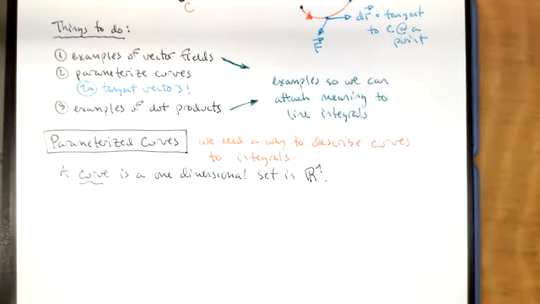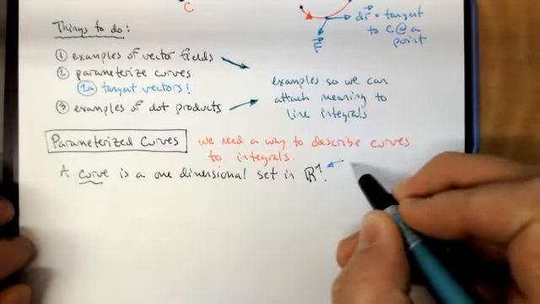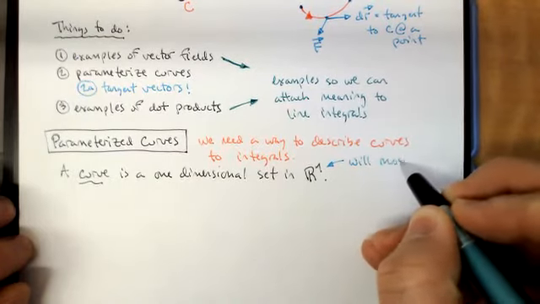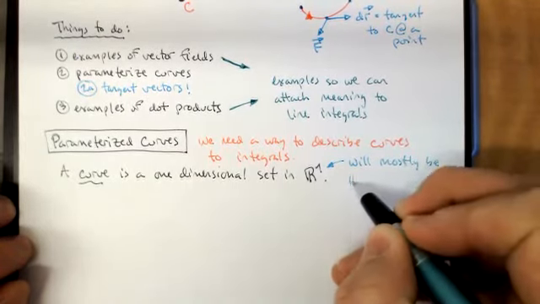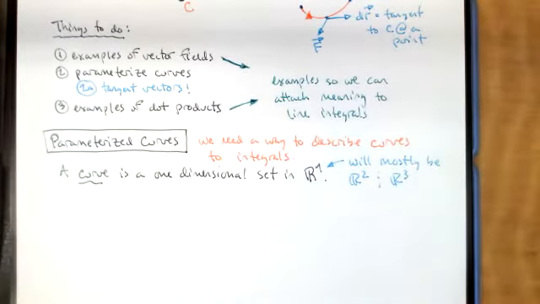So a curve is a one-dimensional set. The important feature here is not the space that it's sitting in, but the fact that it's one-dimensional. It's a one-dimensional set in our space. We're mainly going to be using R2 and R3. So that space is going to mostly be R2 and R3.